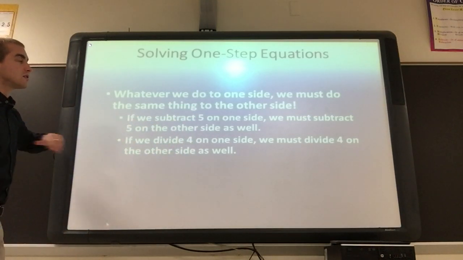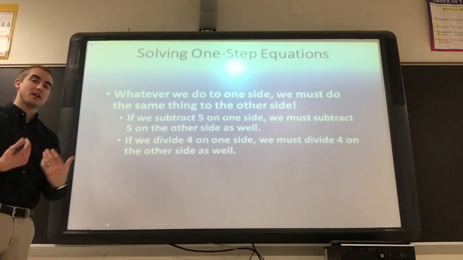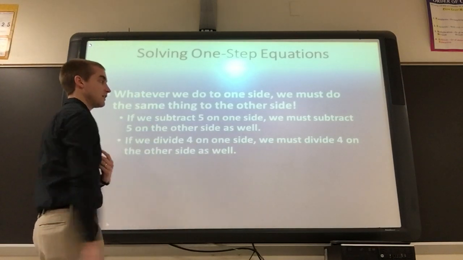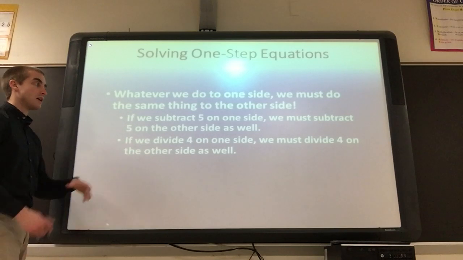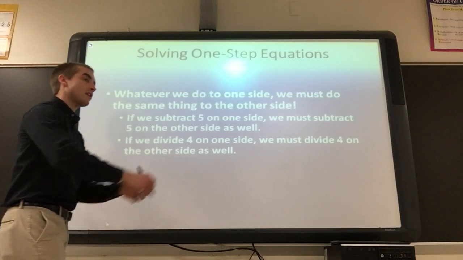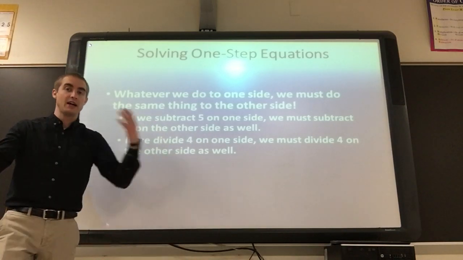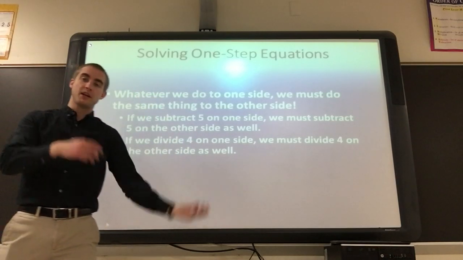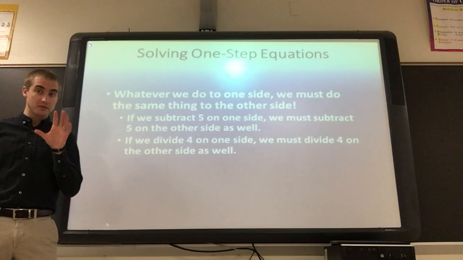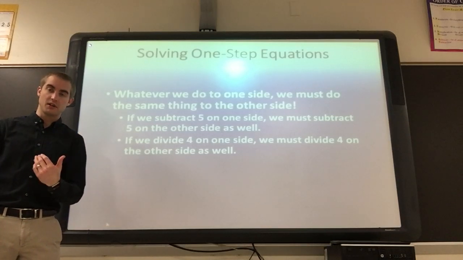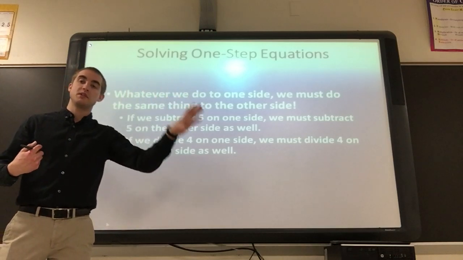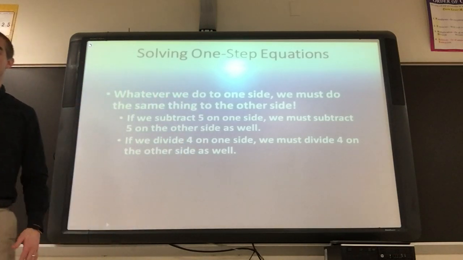So if we subtract 5 on one side of the equal sign, we've got to go to the other side and subtract 5 also. If we divide by 4 on one side, we've got to divide by 4 on the other side. If we add 4, we've got to add 4 to the other side. If we multiply by 3, multiply by 3 to the other side. So to get rid of something, we perform the opposite operation. Whatever operation we do to one side, though, we've got to do the same exact thing to the other side of the equal sign as well.